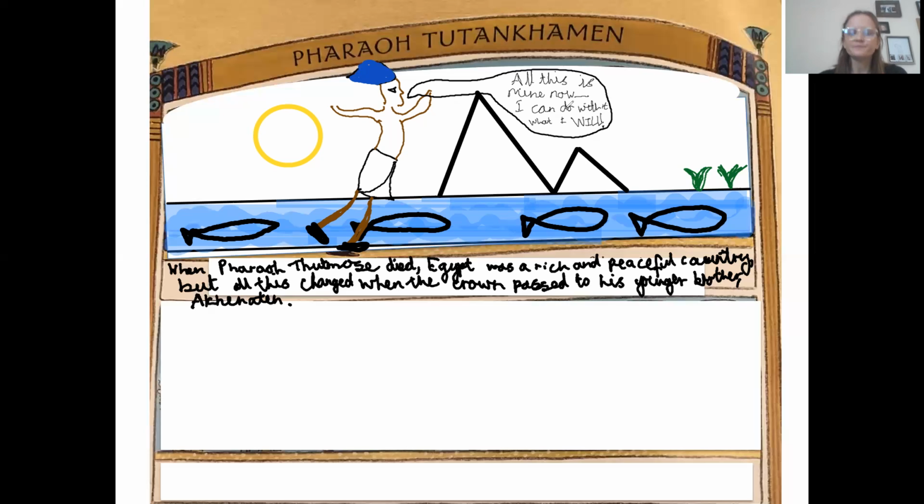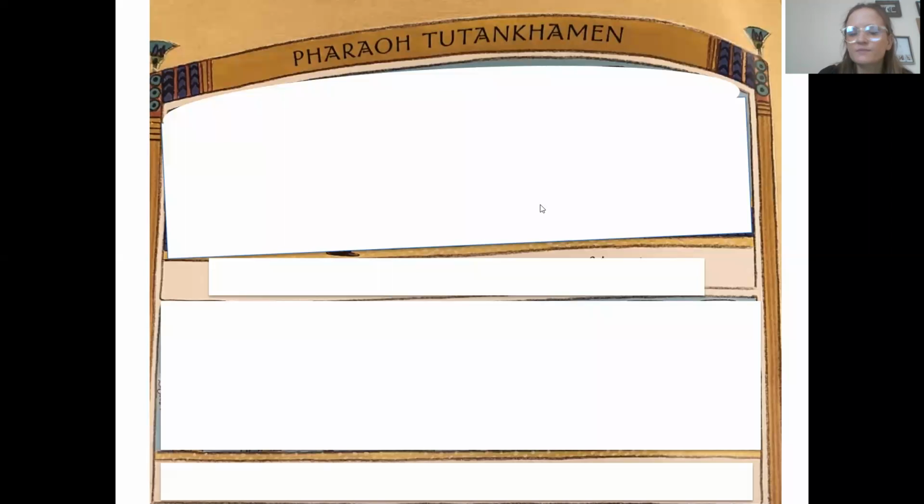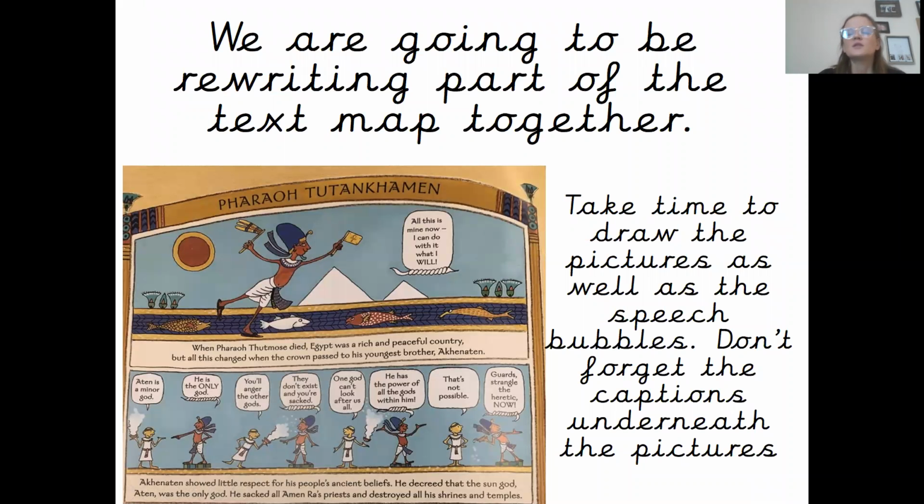So you can see that I have done the first paragraph or the first panel of our story map. So what I want you to do is you are going to be doing the first and the second panel of our story map. So if we have a look, this is all going to disappear now. So as I change my things, if we go back, you are going to take the time to draw the pictures as well as the speech bubbles, and don't forget the captions that go underneath it.